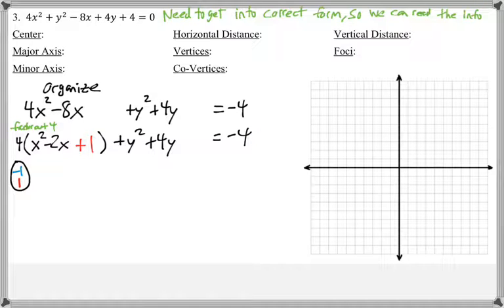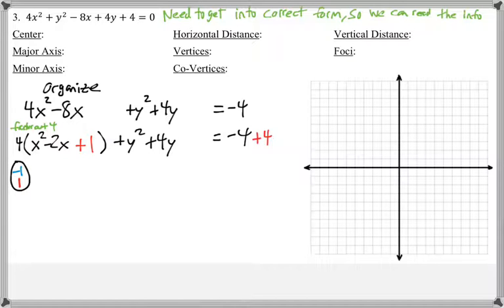And the reason why it's not a plus 1 is because this 4 is being multiplied by everything in this parentheses, including the plus 1. So it looks like I'm adding 1 here, but I'm actually adding 4 because of this 4. So because I'm adding 4, I need to put a plus 4 on the other side to keep it legal. So that's always very tricky when you have a coefficient out in front here. You need to multiply it by this and then add that to the other side to keep it legal.